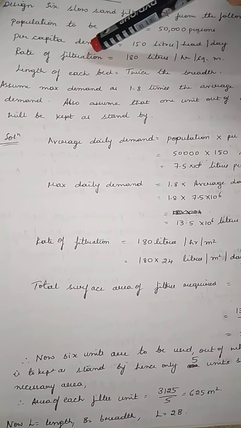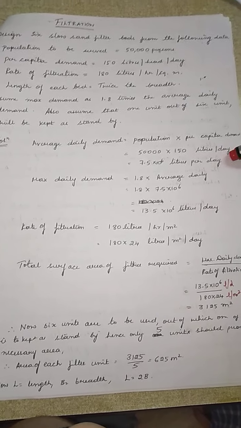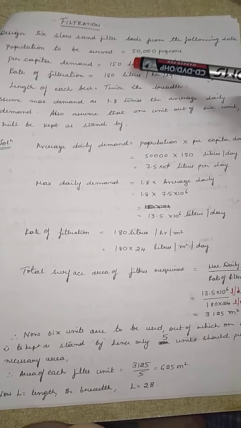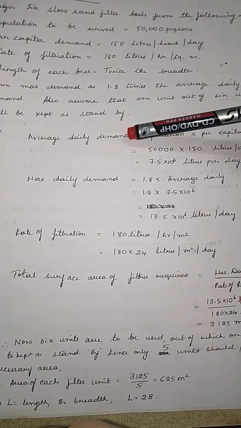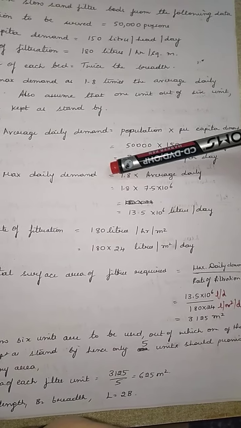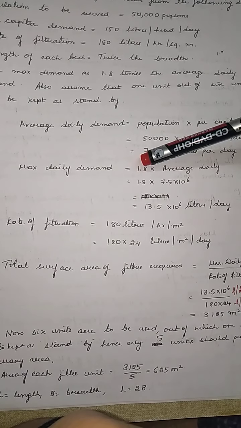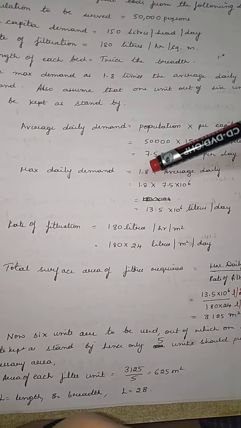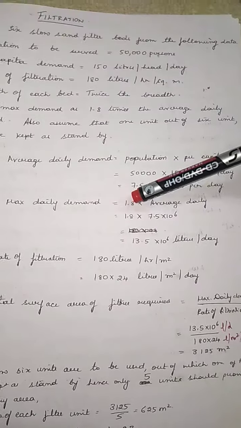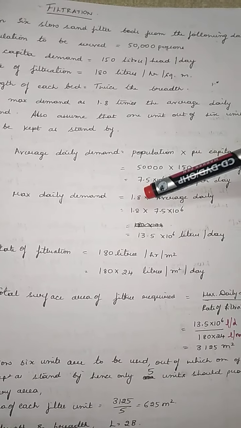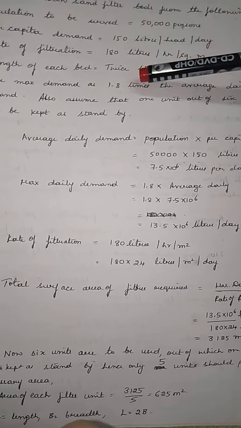First, as I have told, you need to find the average daily demand. For a single person it is 150 liters. Now you need to determine it for 50,000 people. Then the maximum daily demand is 1.8 times the average daily demand. Here you can keep it as 1.8 or 1.5. You can assume it as you want. Normally we keep it between 1.5 and 1.8. You can keep whichever you want. We are going to assume it as 1.8.